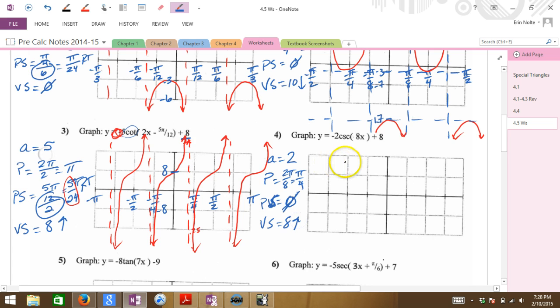Alright, so fourth increment is pi over 4. Half of pi over 4 is pi over 8. Half of pi over 8 is pi over 16. Do that in my negative direction.